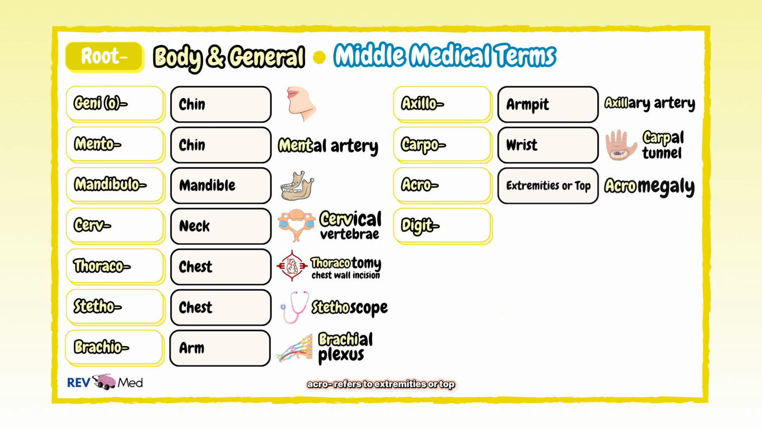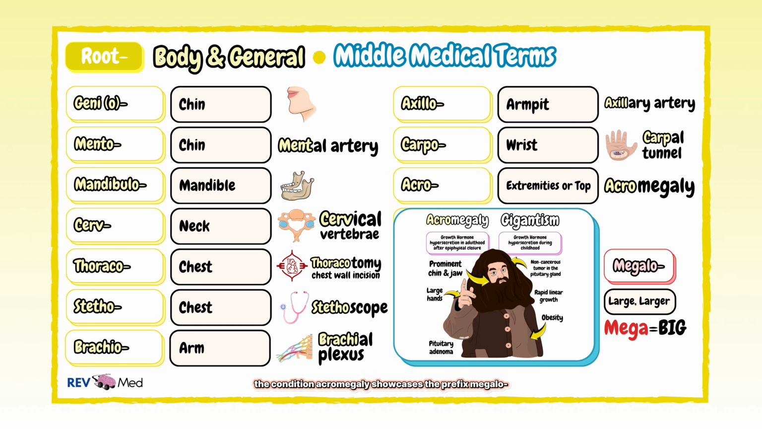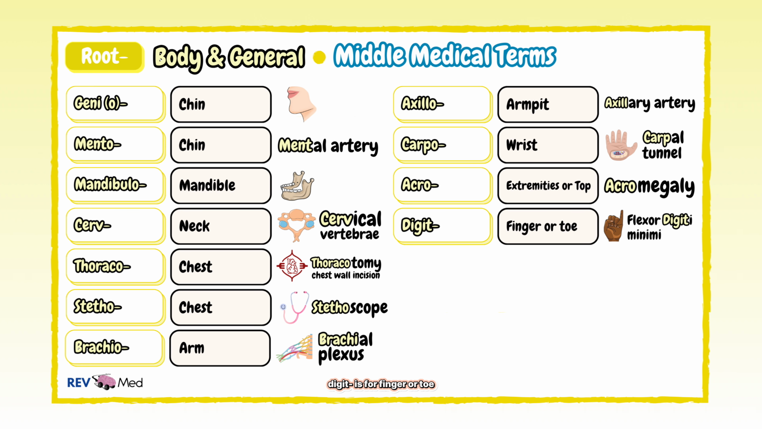Acro refers to the extremities or top. The condition acromegaly showcases the prefix megalo from the previous video, which we said means large or larger. And so acromegaly is when the body produces too much growth hormone, causing the body tissues and bones to grow mega, large, and quickly. Digit is for finger or toe. Think flexor digiti minimi, a pinky muscle.